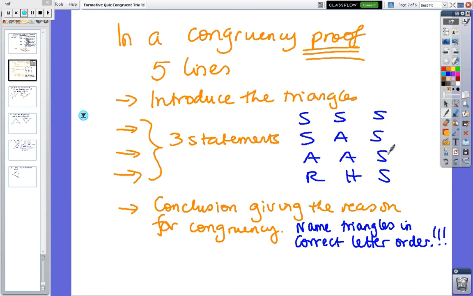Okay, and again, just to remind you, in a congruency proof, you need 5 lines. The first line, you introduce the triangles, and then the second, the third, and the fourth are the 3 steps, whichever proof you're doing. The last line is the icing on the cake: you give your conclusion that the triangles are congruent. And you've got to make sure you've got the letter order correct. When we do an example, we'll make sure we've got the letter order correct. That's the killer. Copy that if you need to and come across.